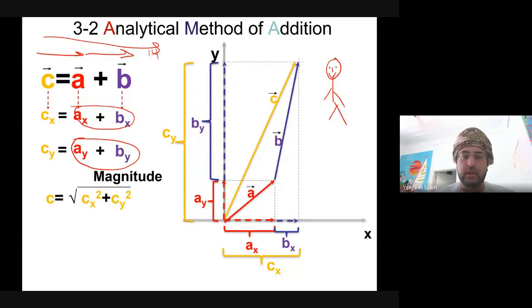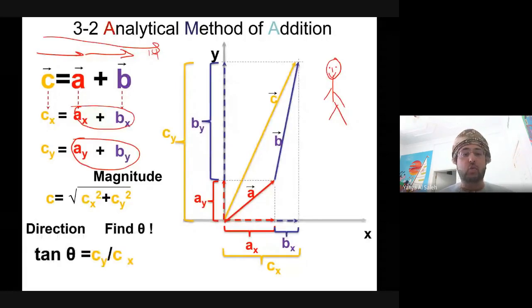Okay, I want to find the magnitude. Very easy. cx squared plus cy squared, square root. Hypotenuse, Pythagoras. Done. Direction, I already have y and x. Y divided by x, tan inverse. Done. Any questions on this?